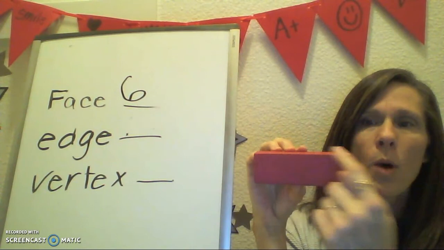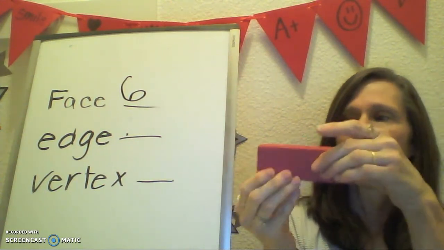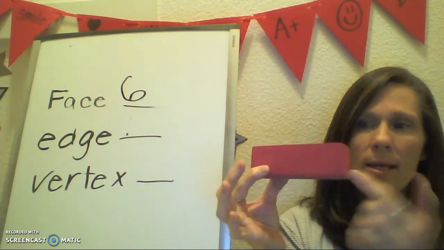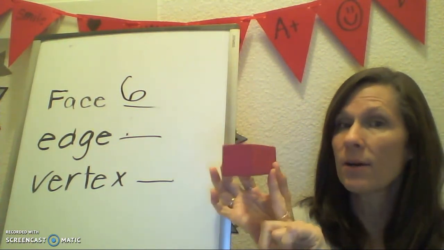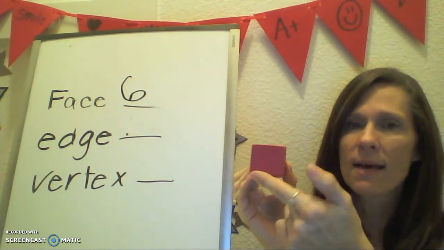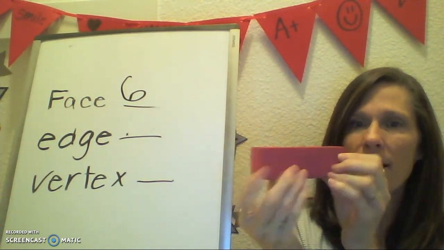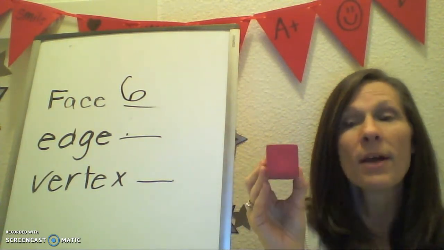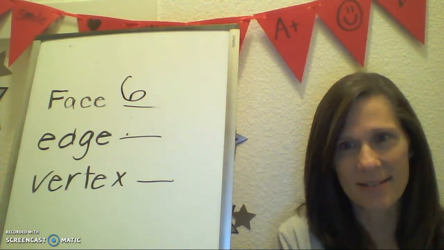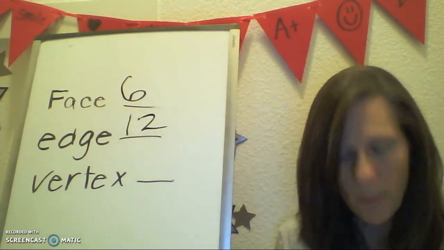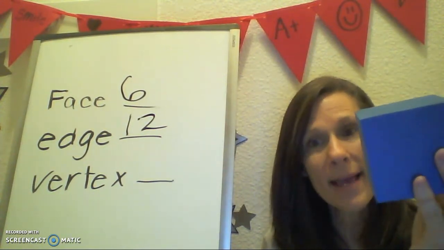Ready? 1, 2, 3, don't forget this one back here, 4, 5, 6, 7, 8, turn it around, 9, 10, 11, 12. 12 edges. All right. And did you remember that the cube also has 12 edges?